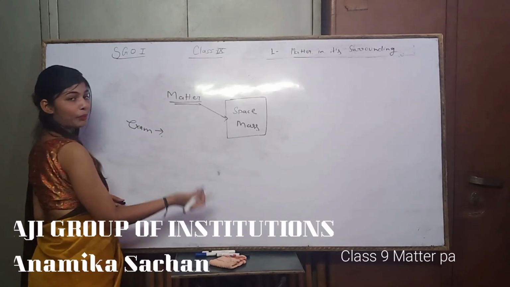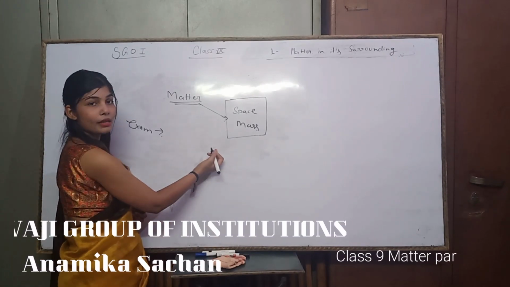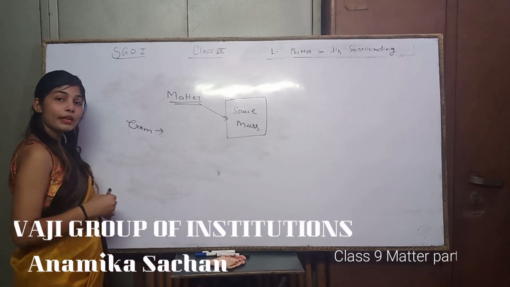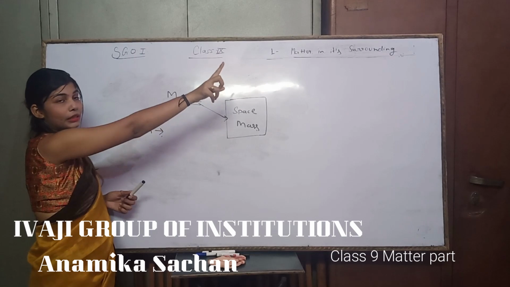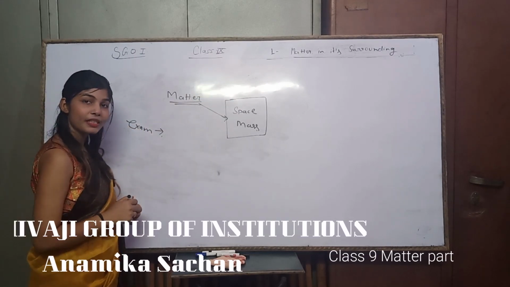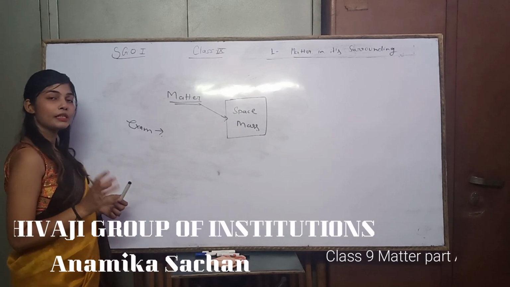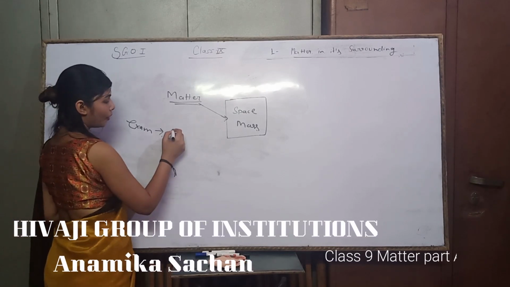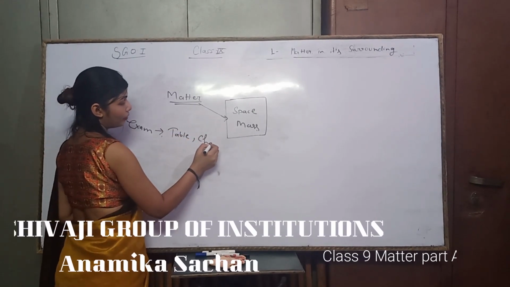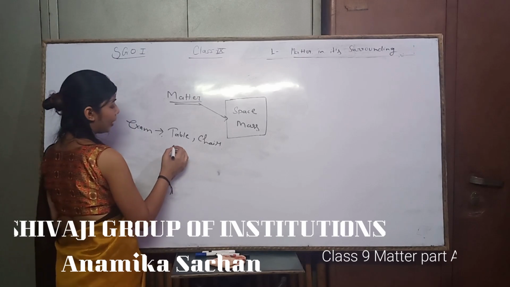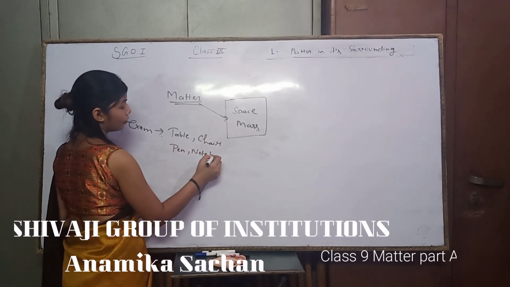Firstly, I'll give the example of a marker, second one is a hanky, third one is a table, fourth one is a blackboard. So those types of things which are present in your surroundings, that is the name of the chapter, matter in our surroundings. Those types of substances which are present in your surroundings, having mass and occupying space, you can say that is matter. For example, table, chair, as well as pen, notebook, etc.